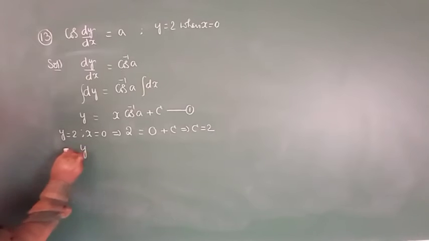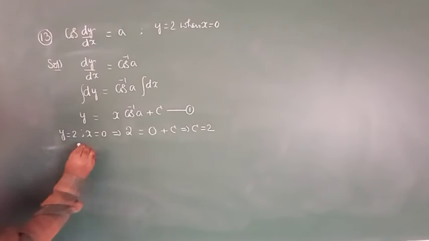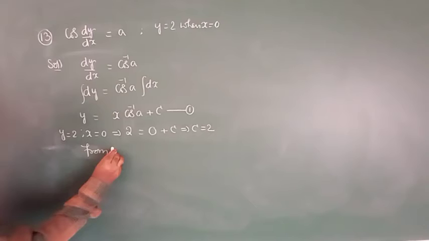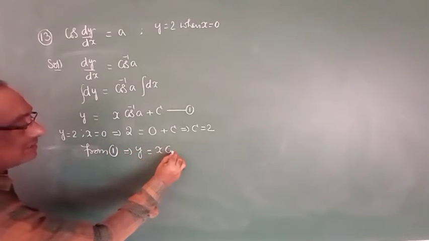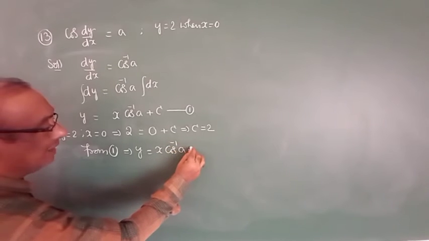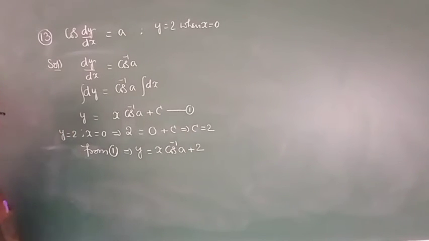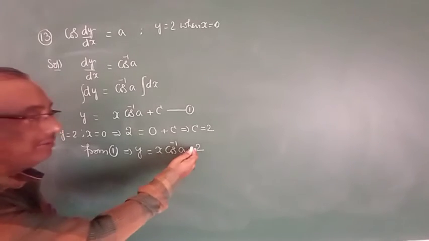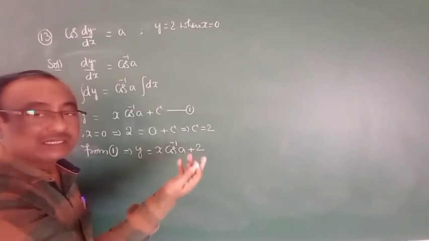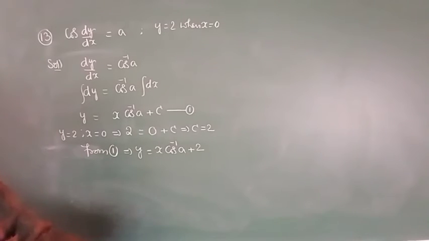So y is equal to x cos inverse of a plus c, and the c value is 2. So therefore, c value is there, no arbitrary constant, it is a particular solution.